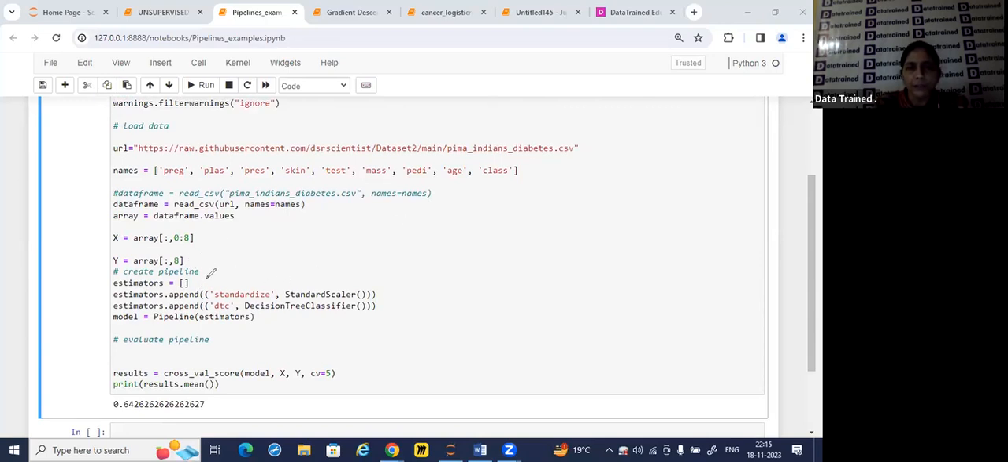So here you can see I'm creating a pipeline. Estimators is a blank list. Now I want to fill this list. Currently it is a blank list. I want to append to this list the standard scaler as a task, and another append is the decision tree. Done. So this is an estimator.